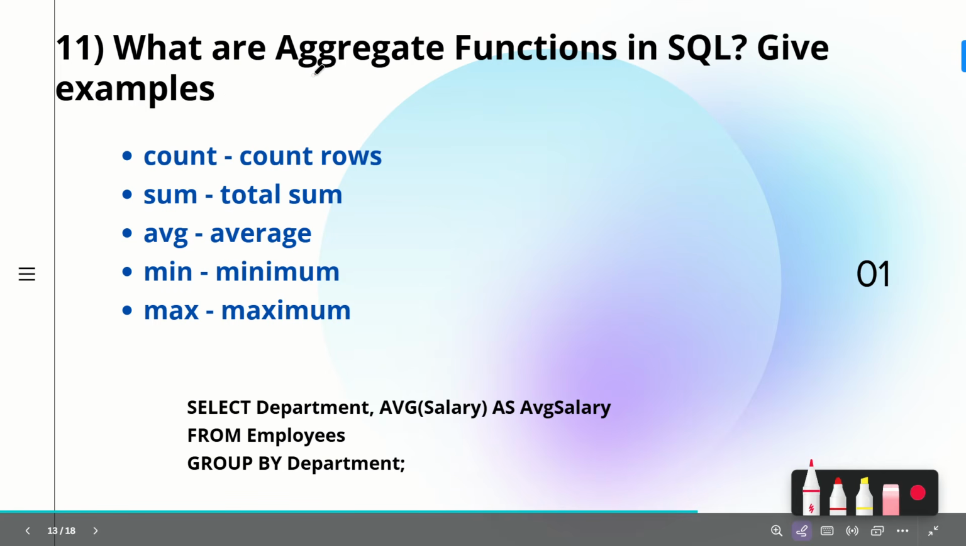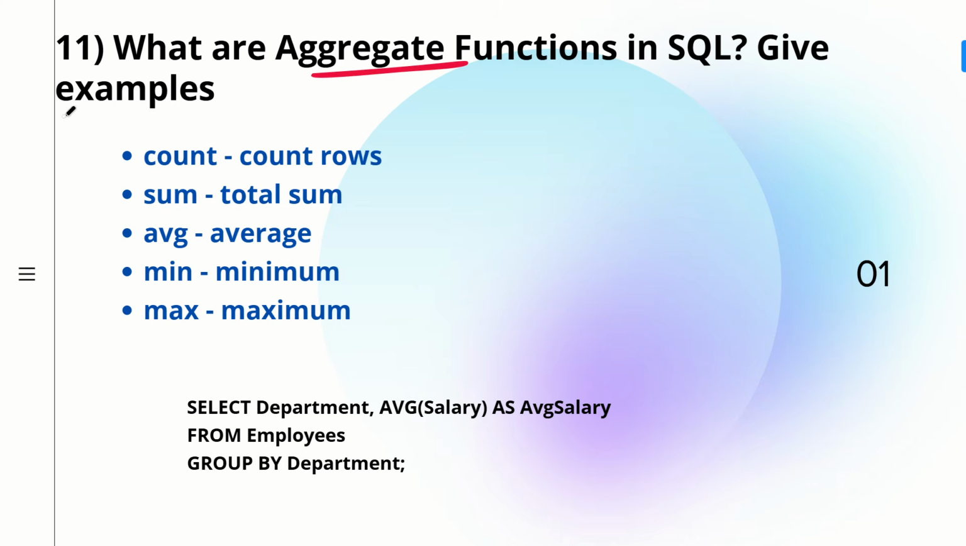Then we have the 11th question. What are aggregate functions in SQL, and give an example. Aggregate functions in SQL are count, which is helpful for counting the rows. Then we have sum, which is helpful for getting the total sum of the column data. And then we have avg, that is for average. Then we have min for minimum and max for getting the maximum value.